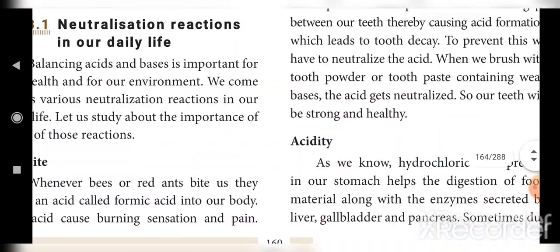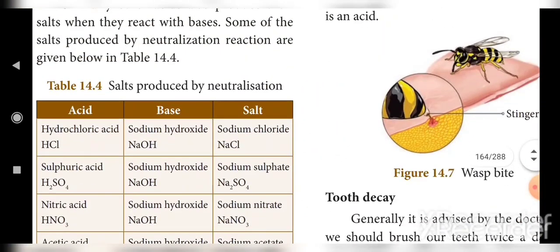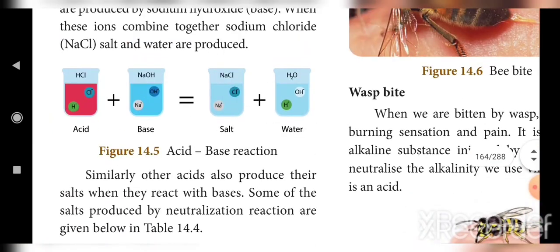Neutralization means acid plus base gives us salt and water. This is the basic formula. Suppose the acid increases, we add base; if the base increases, we add acid, so they compensate and neutralize. Neutralize means the pH value is 7. Below 7 is acid, above 7 is base. The pH value 7 means neutral.